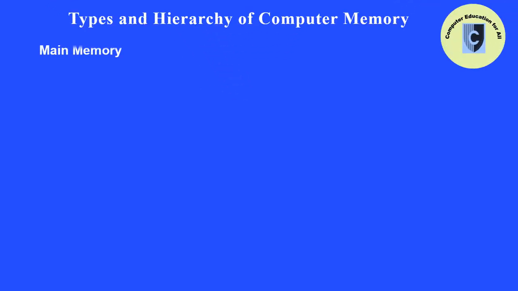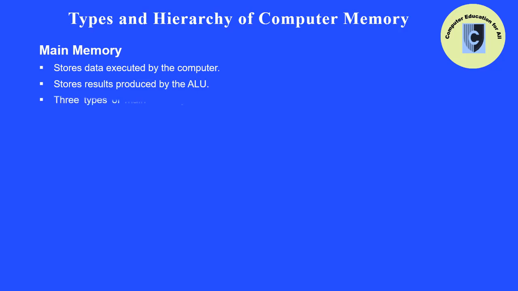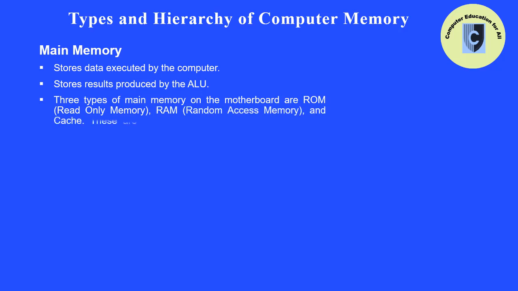Main memory. Main memory stores data and programs that are being executed by the computer. It also stores the results produced by the ALU after processing the data. There are 3 types of main memories on the motherboard, which are ROM, read-only memory, RAM, random access memory, and cache. These are known as main memory or primary memory of computer.